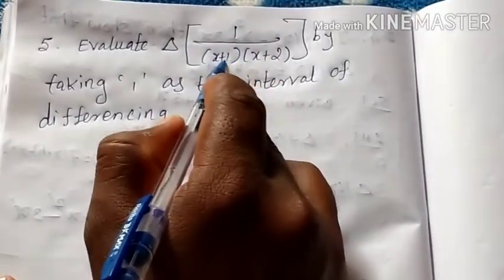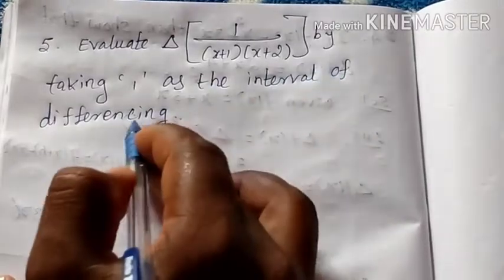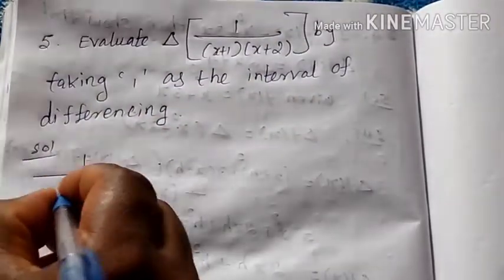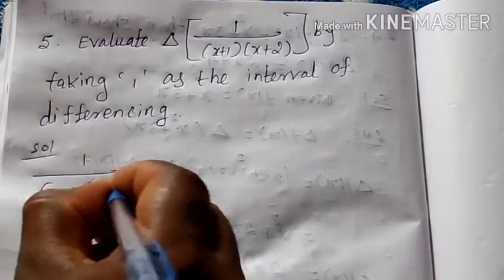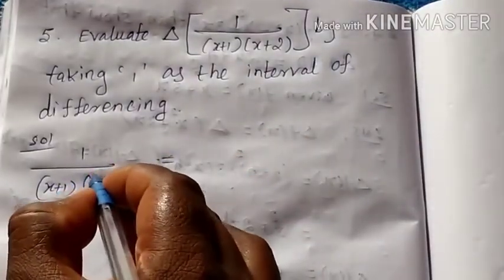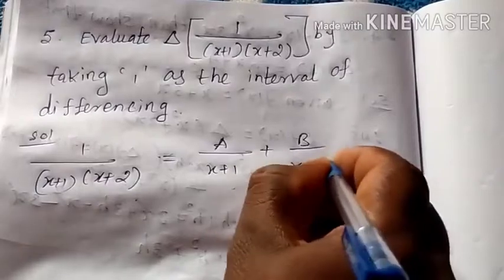Okay, this is your fifth question. Evaluate delta into 1 divided by x plus 1 into x plus 2 by taking 1 as the interval of differencing. Okay, h value is 1. Okay, first consider the f of x, 1 divided by x plus 1 into x plus 2. Okay, already know the partial fraction method. Okay, so a divided by x plus 1 plus b divided by x plus 2.